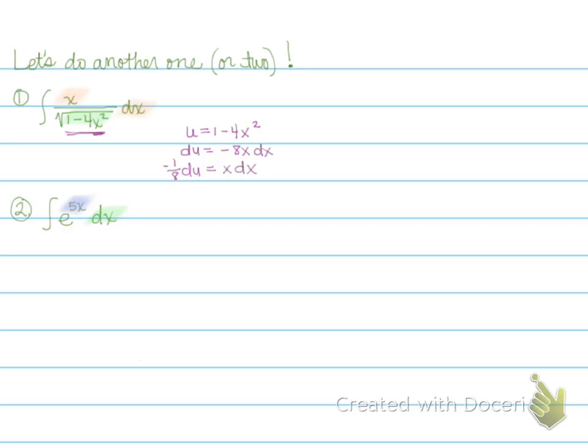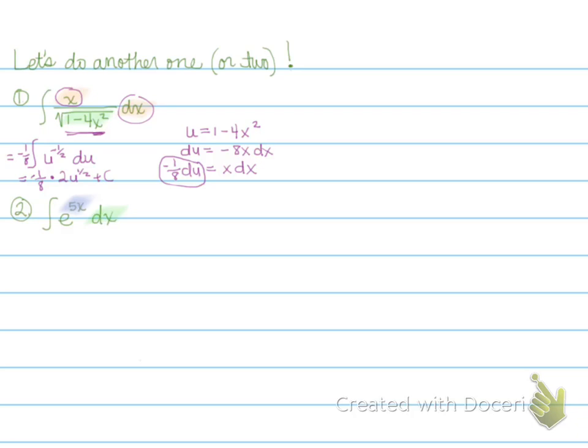Now let's plug those in. Notice in this problem how we replace the x dx with the negative 1/8 du, but since negative 1/8 is a constant coefficient, it can chill out in the front of the integral. So now let's integrate. Negative 1/8 times 2u to the 1/2 power plus c.